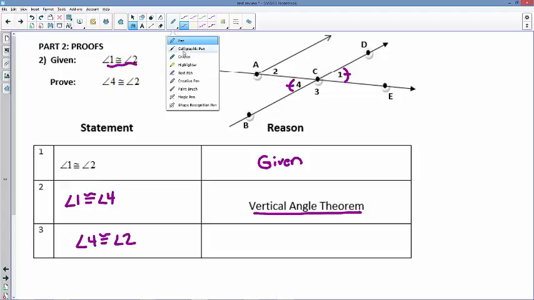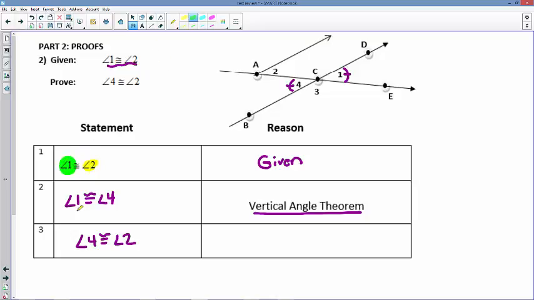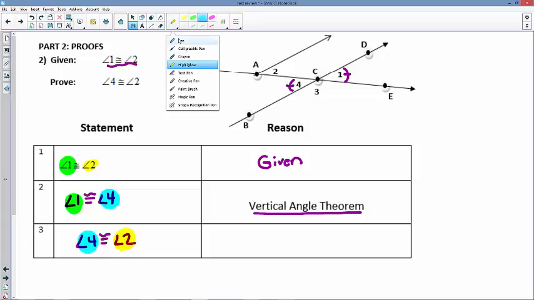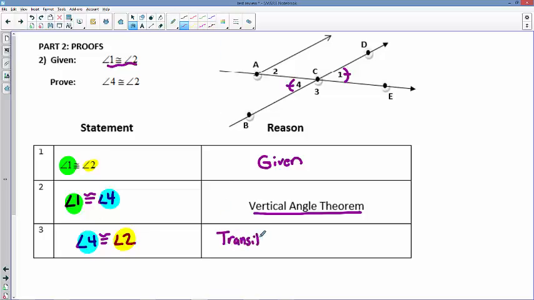Okay, and then very easily, as we always know, we're going to use either substitution or transitive in most proofs. And sure enough, here it goes. It says if A equals B, and B equals C, then A has to equal C. Okay, that's called transitive property, and this is transitive of congruency, so you can't use substitution here. If it was equals, you could.